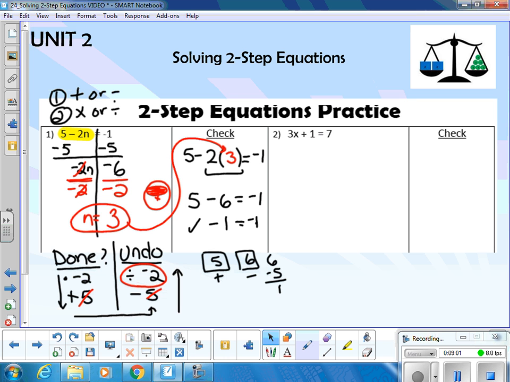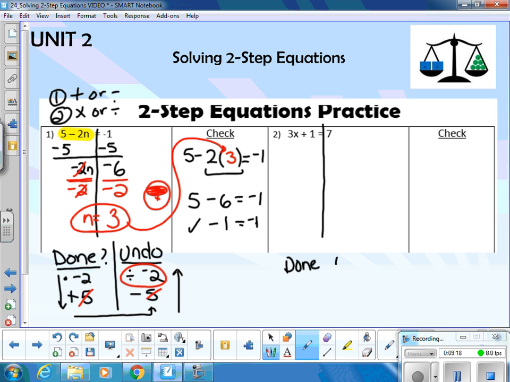Let's look at our next problem. Again, first step, just divide that equation into 2 parts. I'm going to think what's being done, and what do I need to undo with the variable. So first thing that's being done is I'm multiplying by 3. Then I'm adding 1. And that's on the side with the variable right here. To undo +1, I'm going to subtract 1. So let's subtract 1 from both sides.